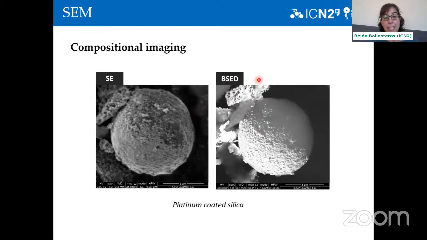But if you go to the backscattered electron signal, you can see very clearly that you have two different intensities in the image. This is much brighter, and this area here, which doesn't seem to be coated, is much darker. So just with this image, we can know that we have different composition here, and the brighter area will have heavier elements. So we can assign directly that this is where the platinum is, whereas here it's just the silicon.